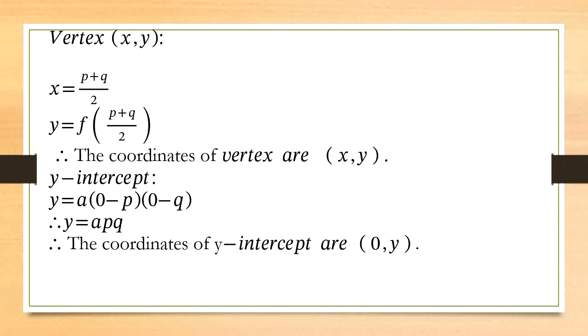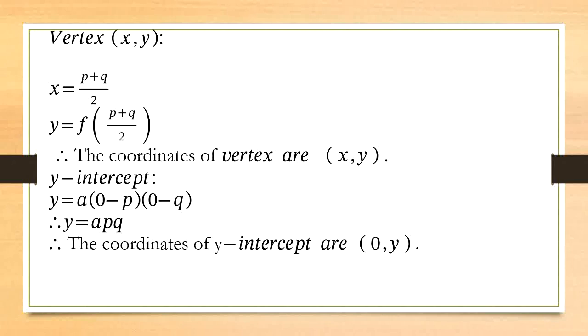Lastly, we have to find the y-intercept. Let's see how the y-intercept is found. The y-intercept is the value of y when x is equal to 0. So in the given quadratic function in factored form, you put x equal to 0. When you do that, you will get y is equal to apq. That is how we find the value of y.